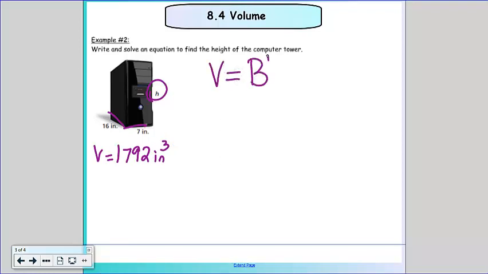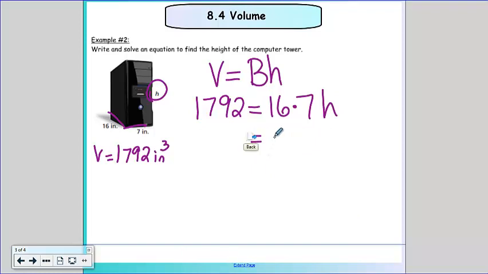Volume equals area of the base times the height. This time I know the volume, so I'll put that in place of V. 1,792 equals, the area of the base here is going to be 16 times 7. Height is missing, so I'll leave it as a variable h. And now to solve this equation, I have 16 times 7 on the right-hand side. So I'm going to multiply those numbers to get 112. Carry down my 1,792. So now my equation is 1,792 equals 112h.